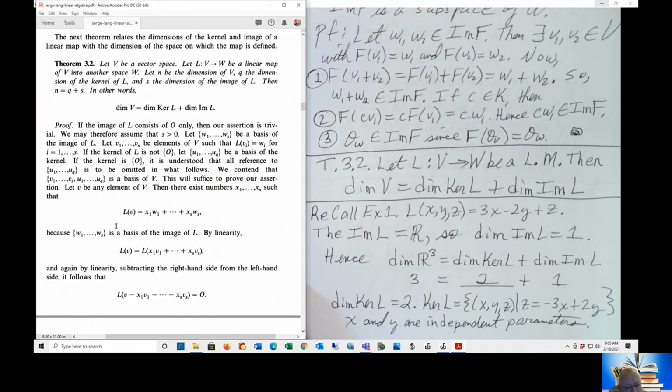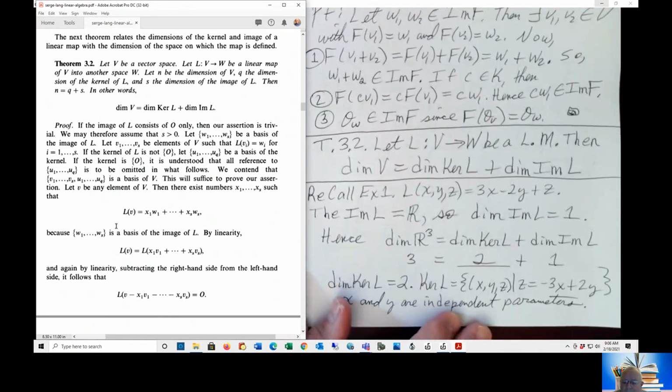So that means we have the following. Dimension of R3 is 3. The dimension of the image is 1. Hence, the dimension of the kernel has to be 2. 2 plus 1 equals 3. And we also saw that a while ago, because the kernel, which is the ordered triples where z is dependent on both x and y, tells us that x and y are independent parameters. So that means the dimension of the kernel is 2.